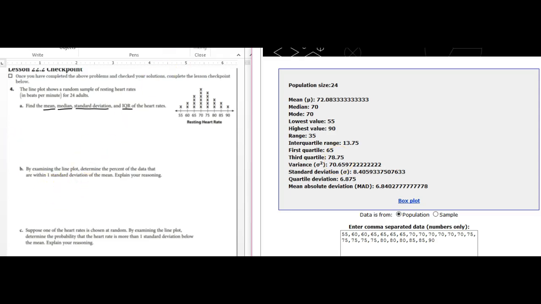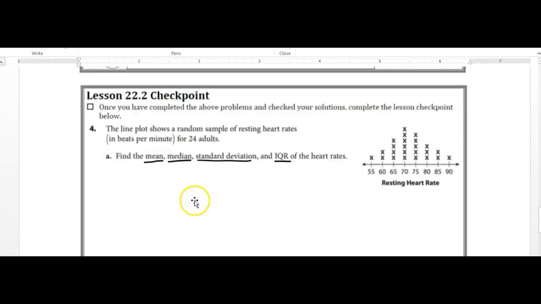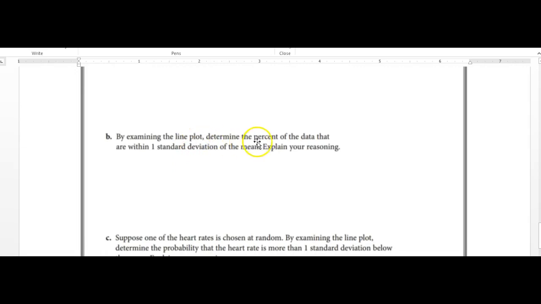For part B, it asks us, by examining the line plot, determine the percent of data that are within one standard deviation from the mean. So remember, we talked about this. This one's actually looking at the line plot. So one standard deviation, well, let's calculate that out.